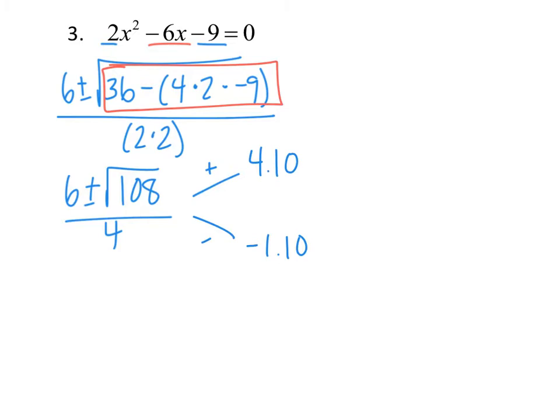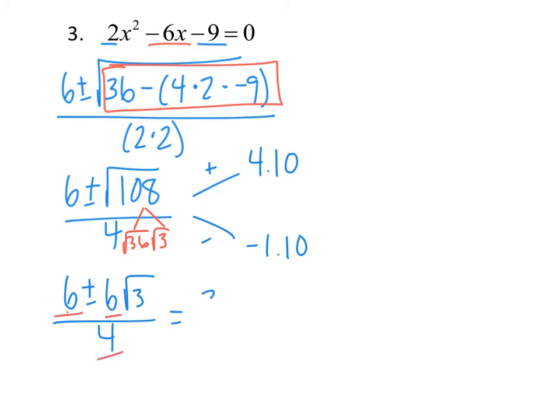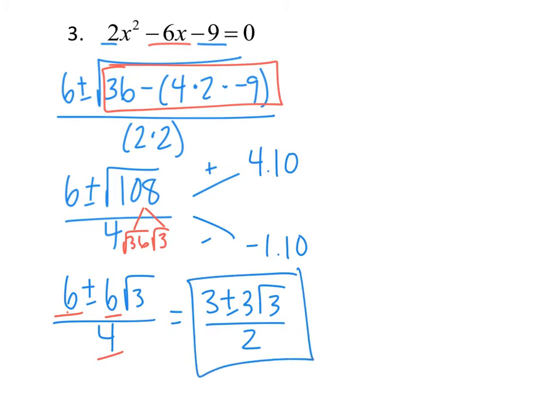If you did not want to do a decimal, if you wanted to do a simplified square root, the 2 numbers that go into 108 are 36 and 3. So we would square root both of these. 6 plus or minus the square root of 36, which is 6, root 3, all over 4. Those are all even numbers, so I'm going to take a 2 out of all of them. And this would be the simplified square root answer.